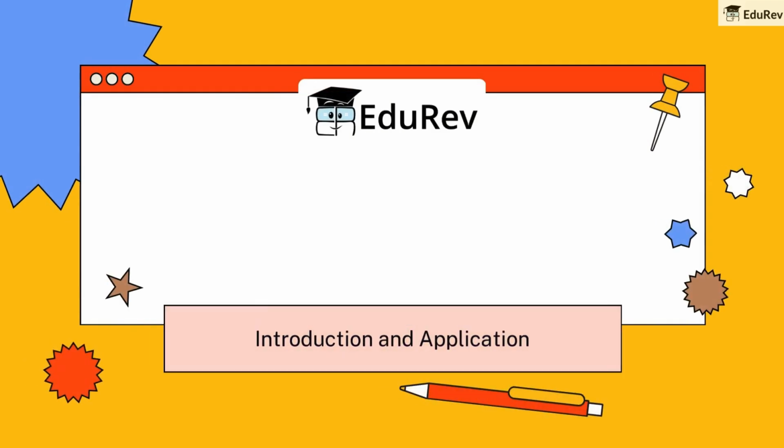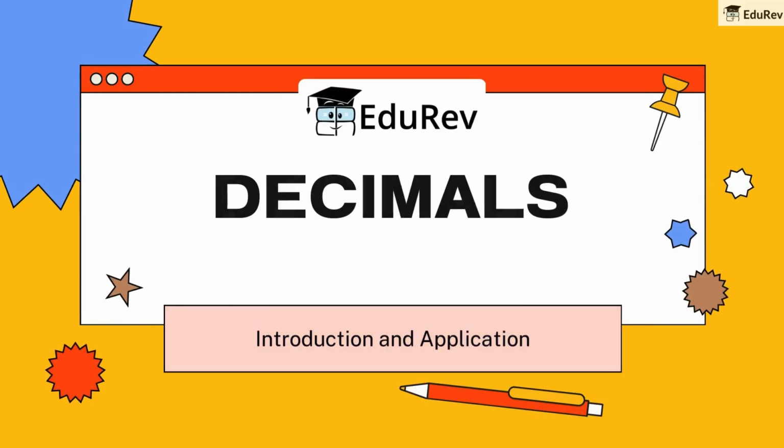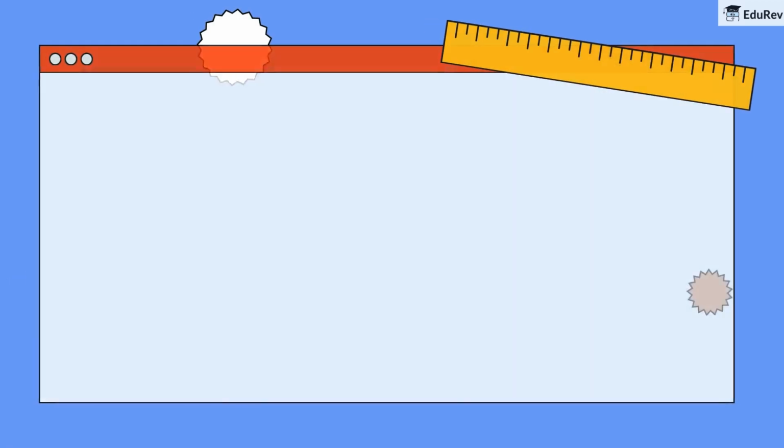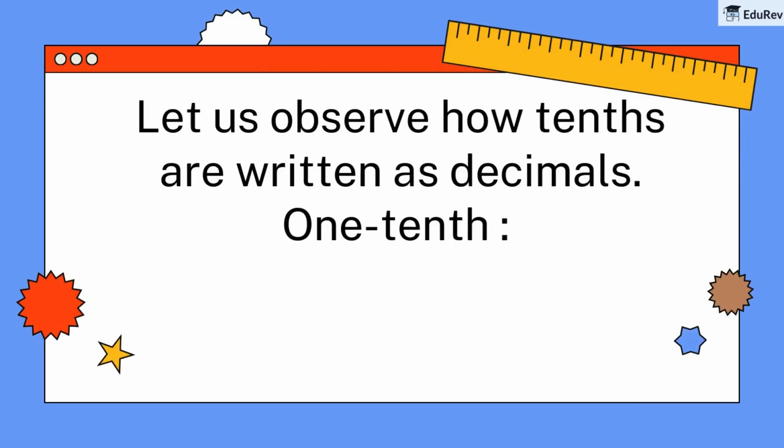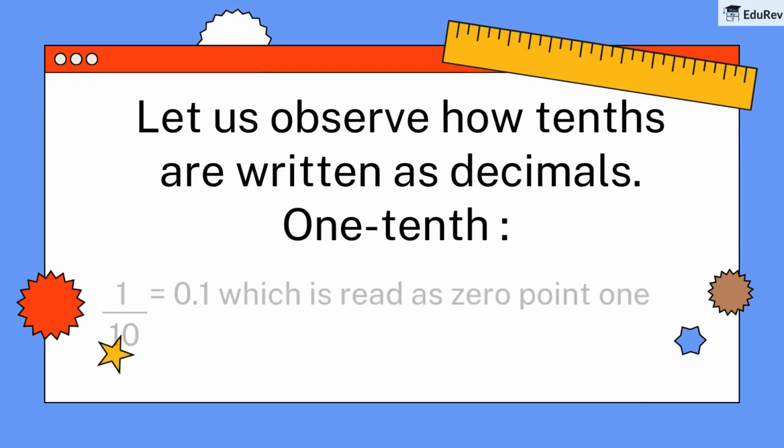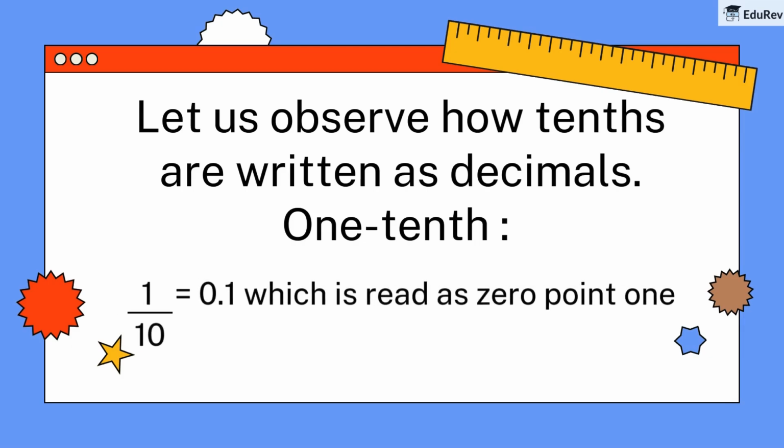Hello students, today we are going to learn the topic decimals. Let us observe how tenths are written as decimals. 1/10 is 1 divided by 10, which gives us 0.1, and it is read as 0.1.